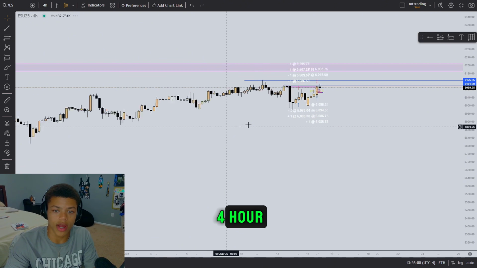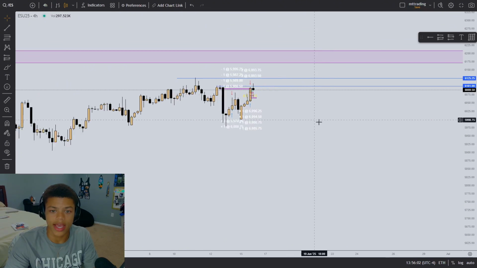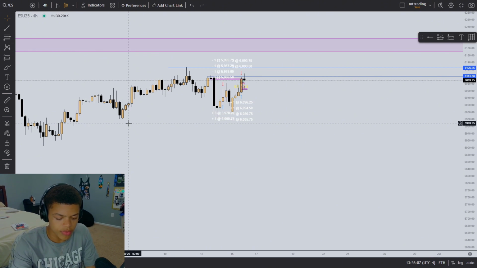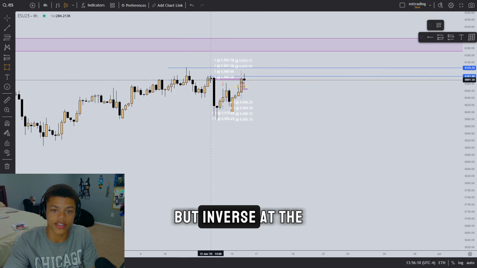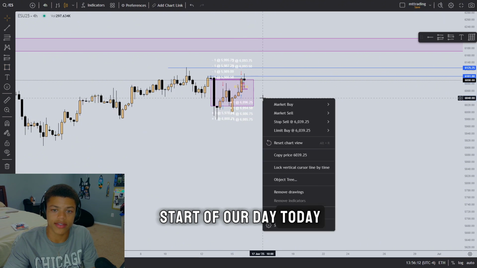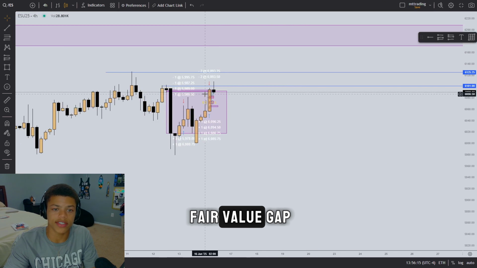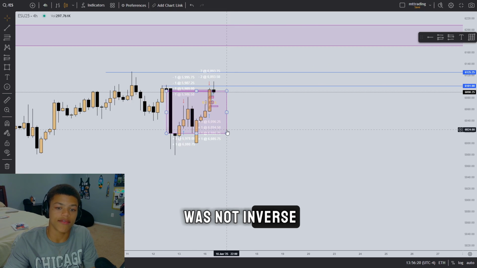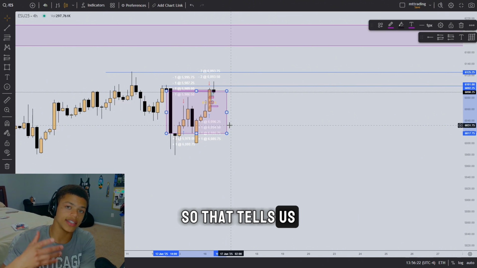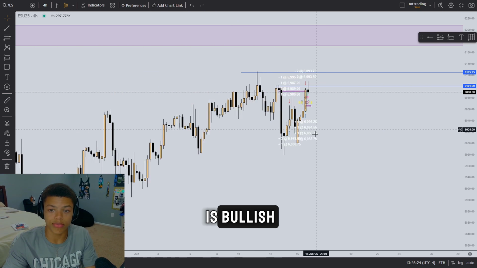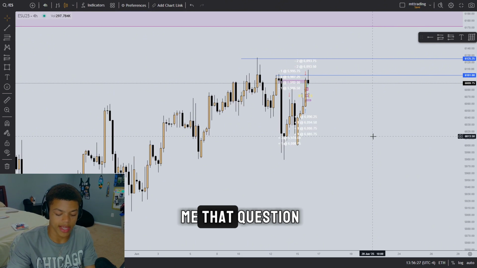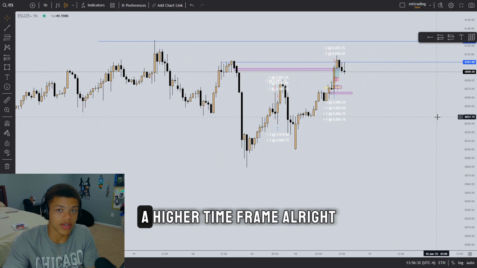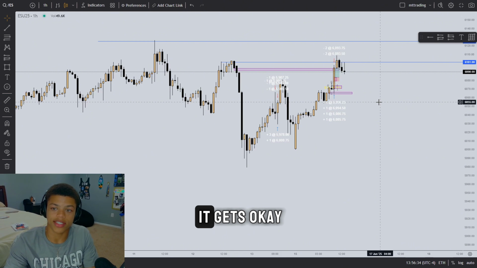We drop down to the 4 hour, and kind of see the same thing going on, as well as this fair value gap that we have yet to retrace, but inverse at the start of our day today. So today we came up to inverse this fair value gap, but before this day happened, it was not inversed yet. So that tells us that our daily bias is bullish. In fact, a lot of people were asking me, how do you find your daily bias? Well, I just showed you how to. You basically just trade on a higher time frame. It's as simple as it gets.